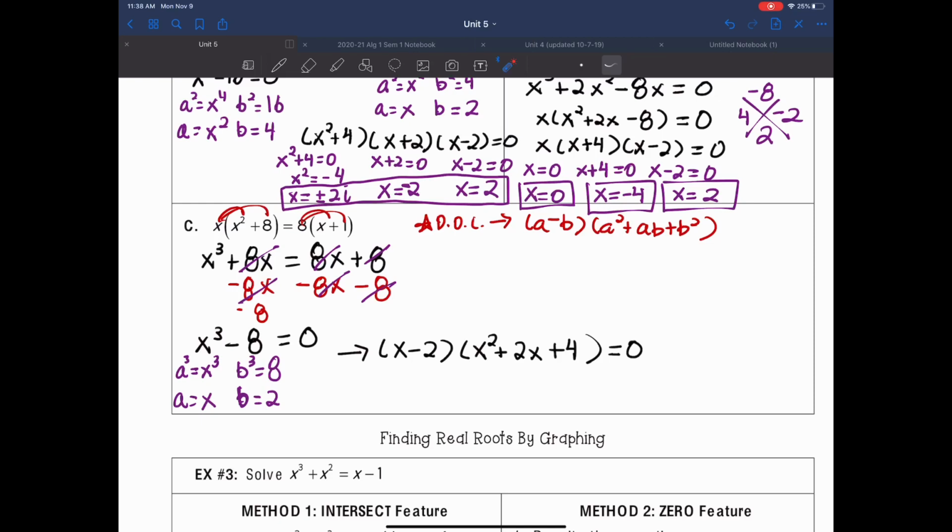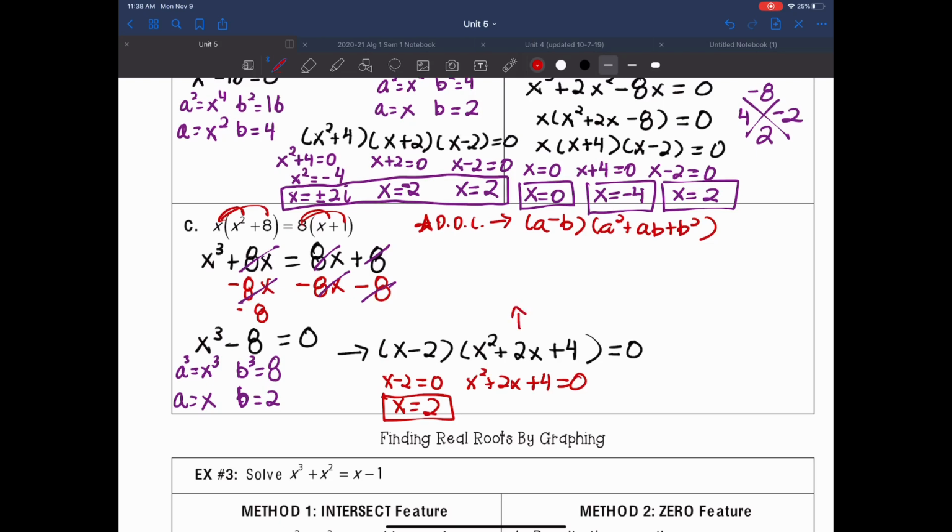If we have this trinomial, we can use the quadratic formula to find our values of x. In other words, x equals negative b plus or minus the square root of b squared minus 4ac, all over 2a. We can use that to find the x values that come from this trinomial. First, x minus 2 equals 0, and x squared plus 2x plus 4 equals 0. I can obviously see that x equals 2 is going to be my first answer, but for my second answer, I'm going to use the quadratic formula.